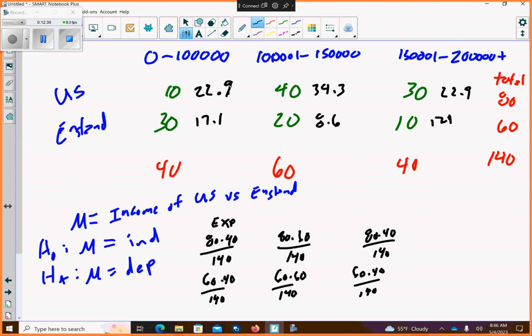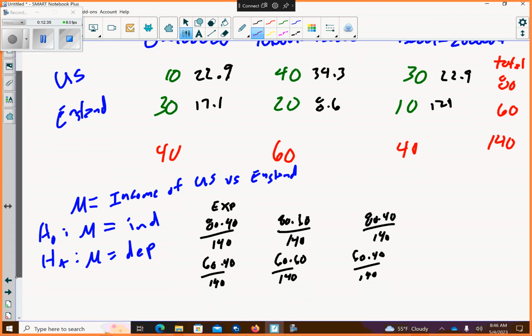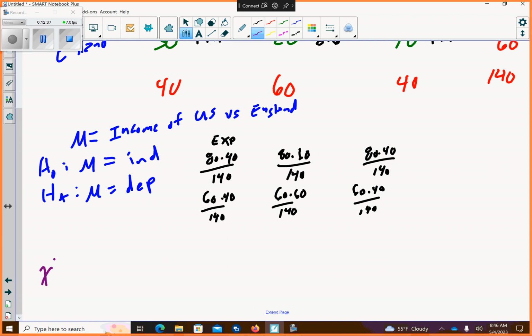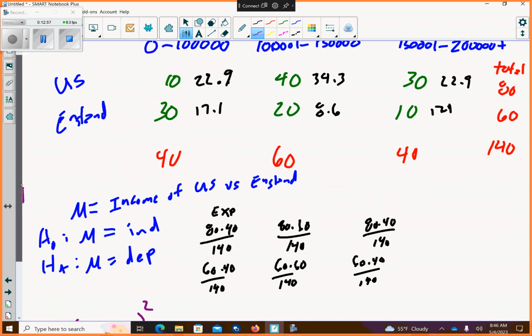Okay, so from there, I'm going to find chi-squared. Remember, chi-squared is going to be the observed minus the expected quantity squared, all over the expected. Those expected values are what you're getting from above. So if I went up to the US and up to 100,000, you observed 10, but you expected 22.9. Come on down.